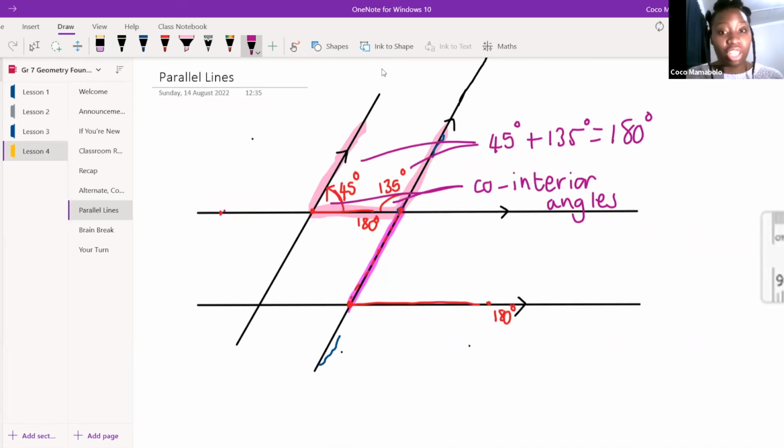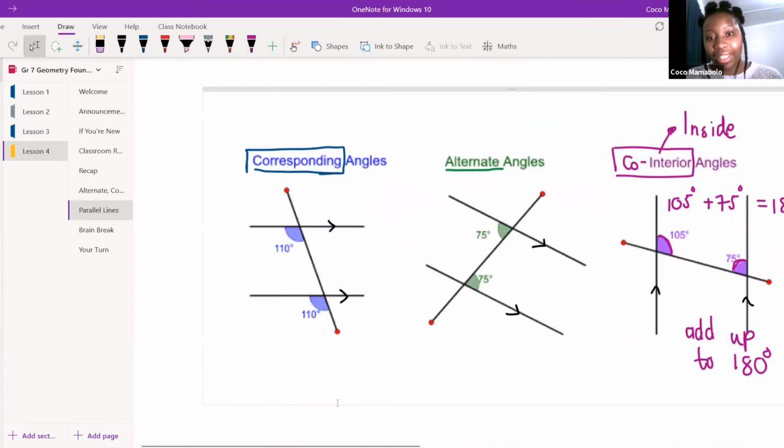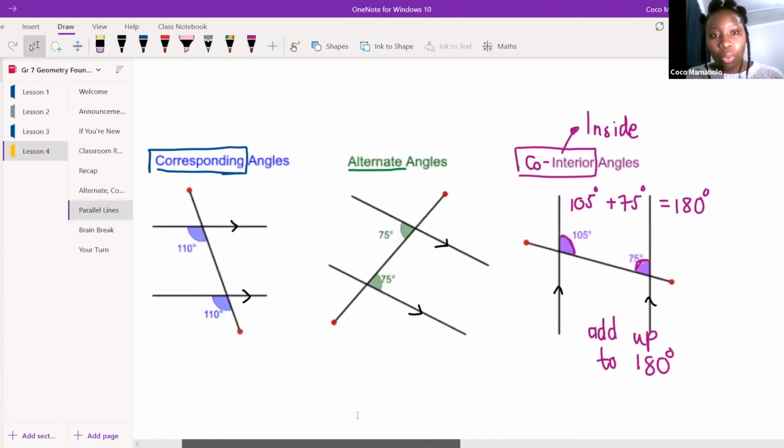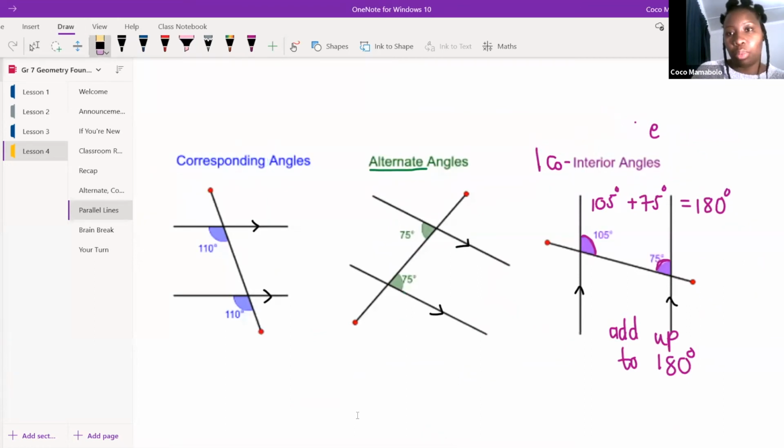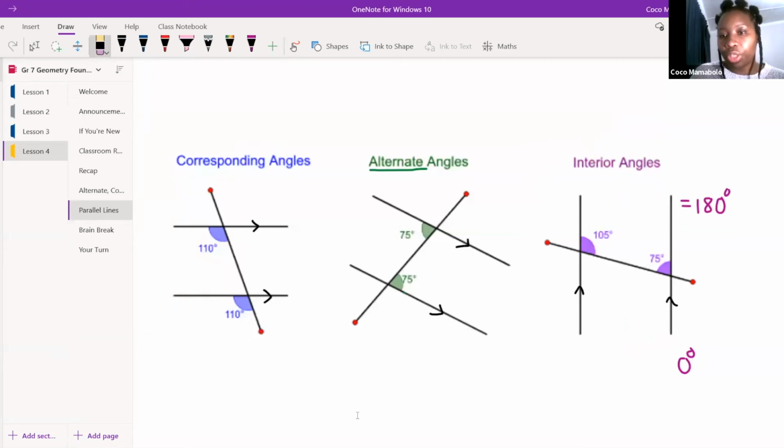Whew, that was a lot to take in, but I'm going to summarize for you guys. Yes, Jaden, co-interior. Let me just erase all of this. We first started with corresponding angles, and we said that for corresponding angles, we measure this angle over here and the other angle on the other side, and these two are called corresponding angles. And if we look on the inside over here, the opposite angles, this one is opposite and that one is opposite, and they're equal and they're called alternate angles.